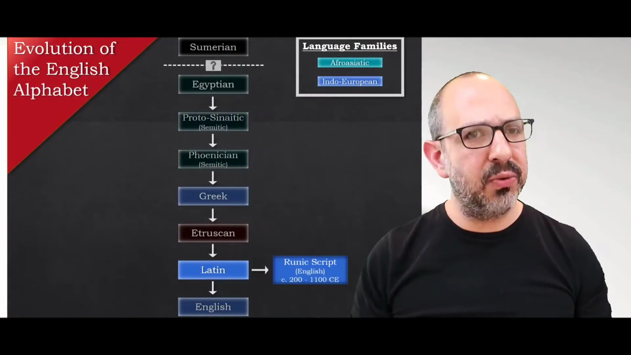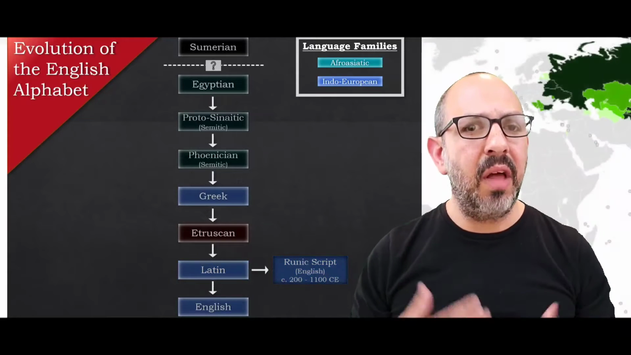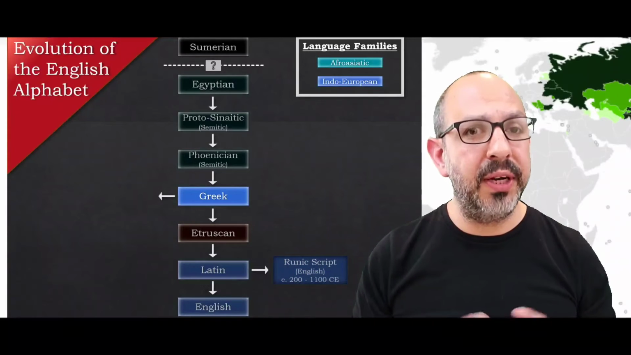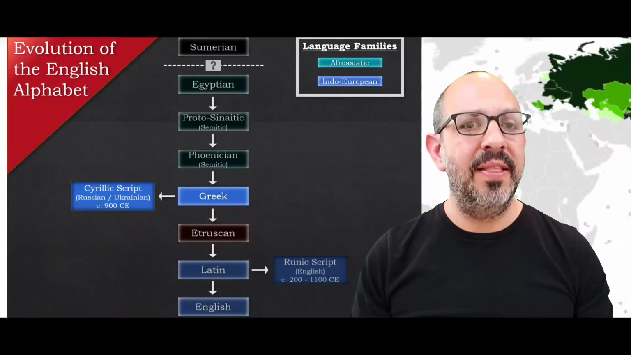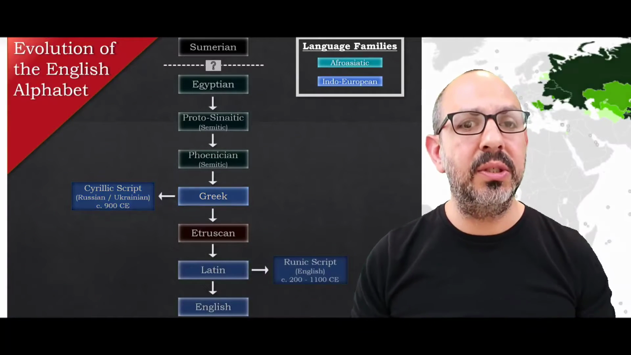The second detour is around 900 CE, when a lot of Eastern European languages borrowed the Greek script to write their languages, like Bulgarian, Ukrainian, and even Russian. This is called the Cyrillic script and is still used today.